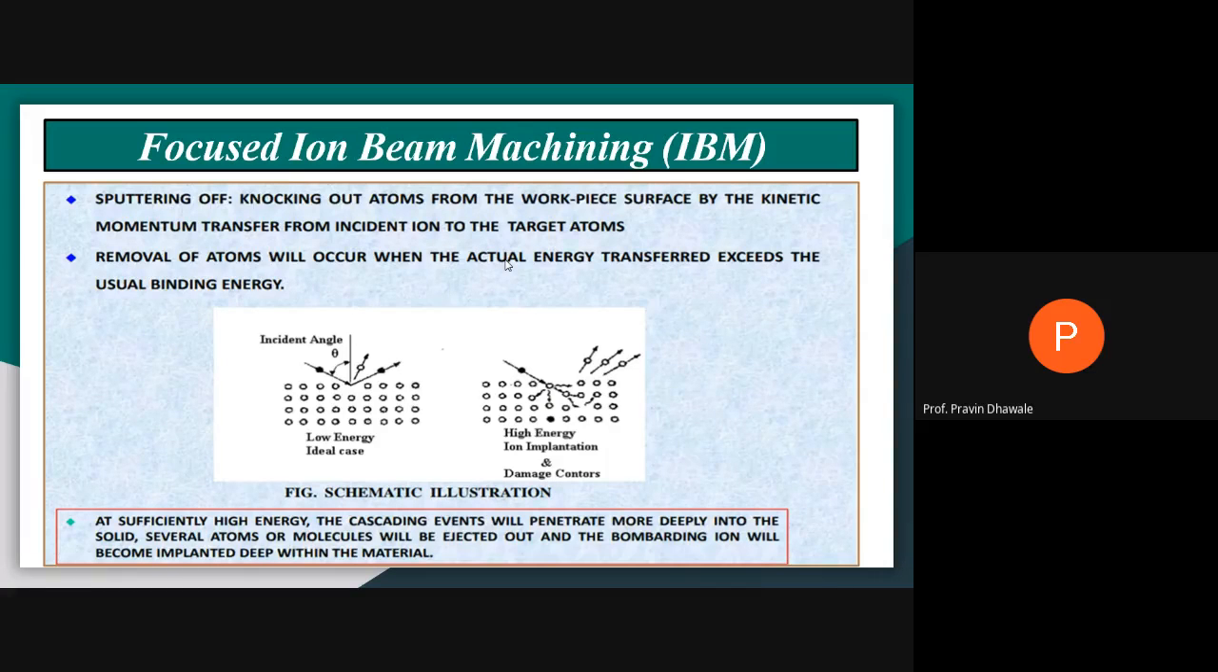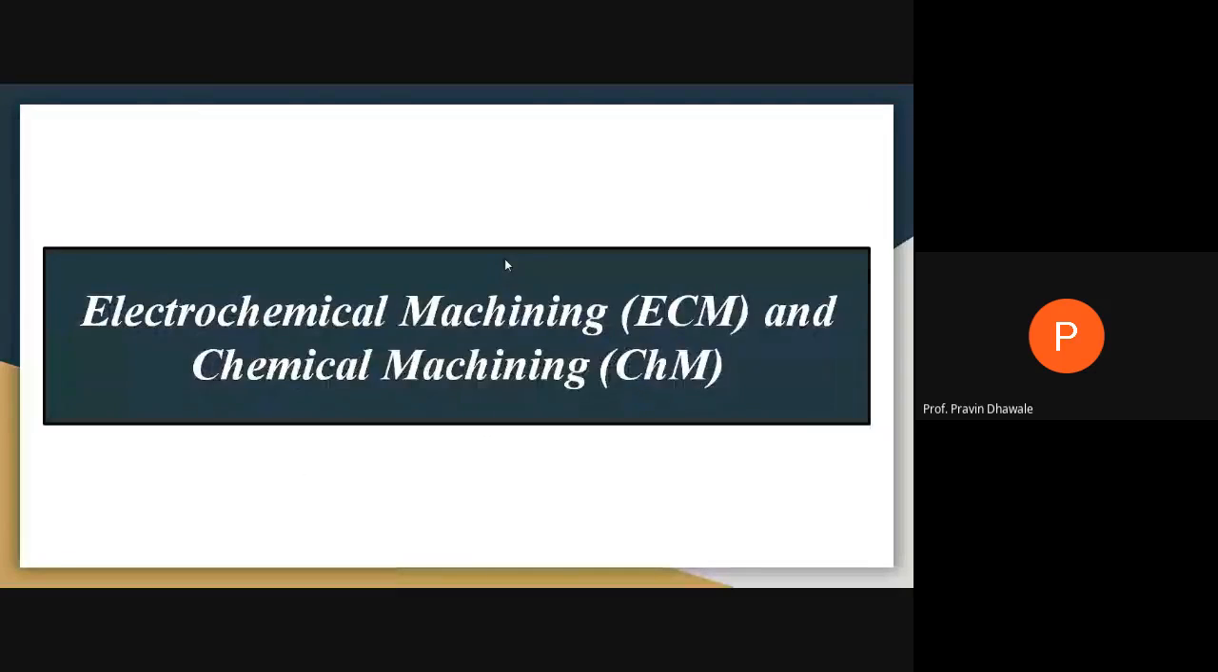The ion beam machining is based on the same phenomena as laser beam machining and electron beam machining, where we are producing some ions. Those ions are produced and strike the surface of the workpiece. When atoms come under the outer boundary, they are converted into ions. And when that ion strikes the target, material is removed. So this will be the ion beam machining.